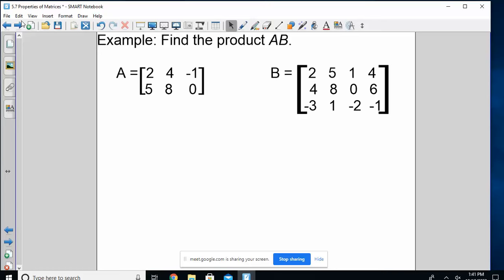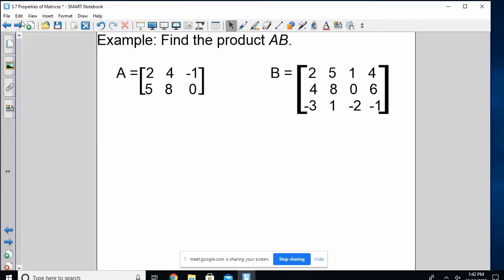Okay. So this next entry, this is row 1 still. I'm still in the first row, but it's column 2. So to get it, I'm going to take the first row times the second column. Row 1 times column 2. So 2 times 5 is 10. 4 times 8 is 32. And negative 1 times 1 is negative 1. So if we add those, we get 41.